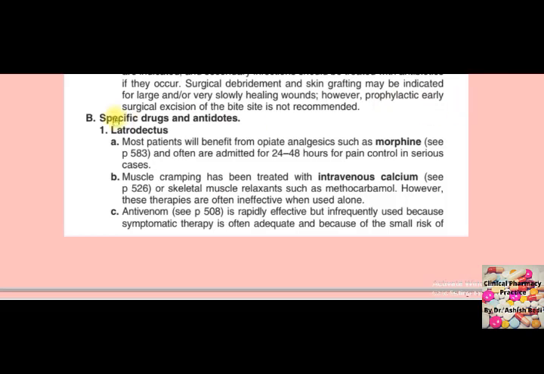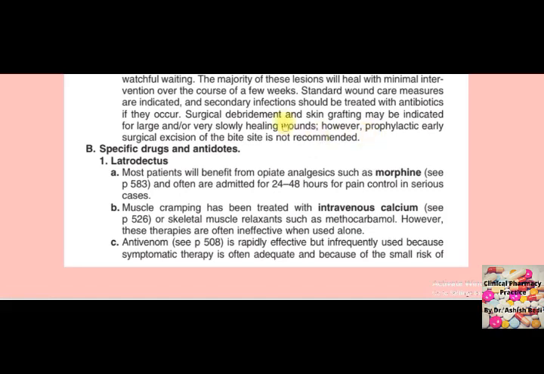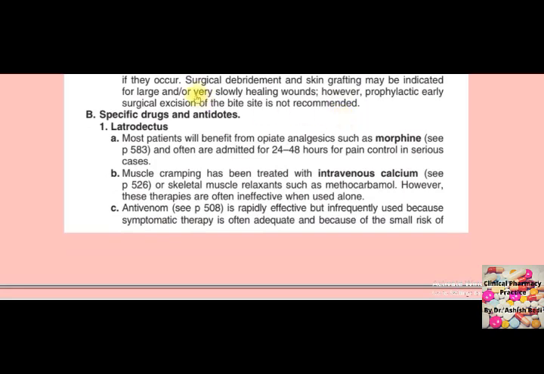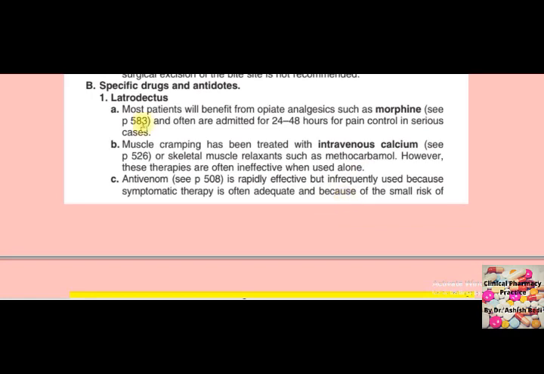However, prophylactic early surgical excision of the bite site is not recommended. Don't always just go for surgical excision. Give the patient antibiotics for secondary infection. If there is an indication for surgical debridement, then only allow them to have that. What are the specific drugs and antidotes?